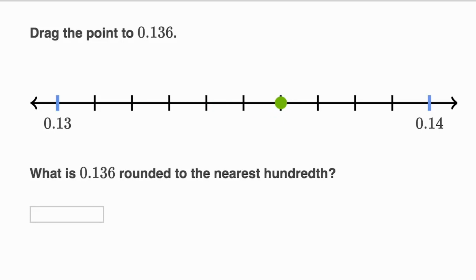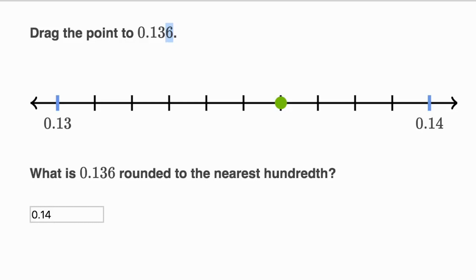And then they say, what is this number, 136 thousandths, or 0.136, rounded to the nearest hundredth? Well, we have our hundredths in blue here, and which one are we closer to? Well, we're closer to 14 hundredths, 0.14. And that's consistent with what we've seen in other cases where you look at the thousandths place, and if it's 5 or greater, you round up. In this case, you would round up to 14 hundredths.